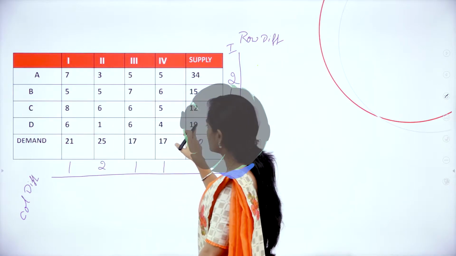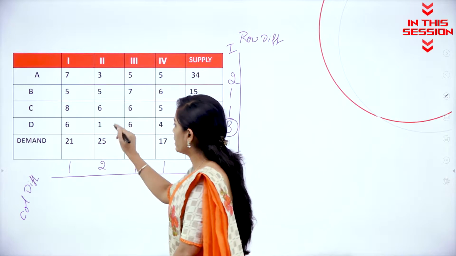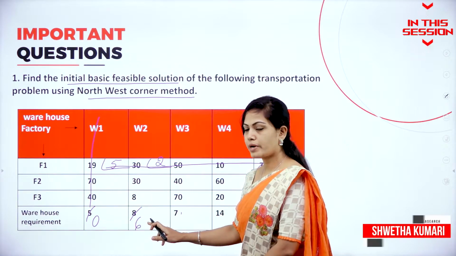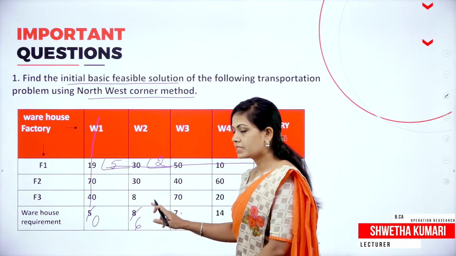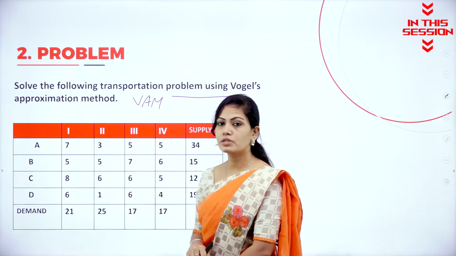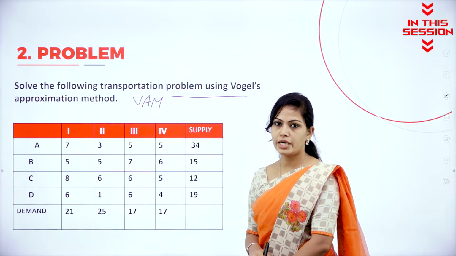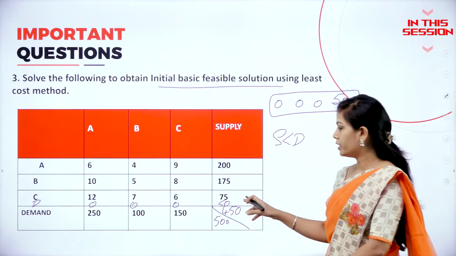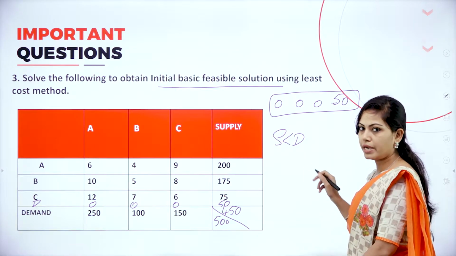So you just check the supply value and demand value. Supply value is lesser than demand value. The warehouse requirement value and factory value, it is 9 and 6. 6 is lesser than 9. So how to find the Vogels approximation method? What is the first step? We have to check whether it is balanced or unbalanced. So I am adding one dummy row because supply value is less than demand value.